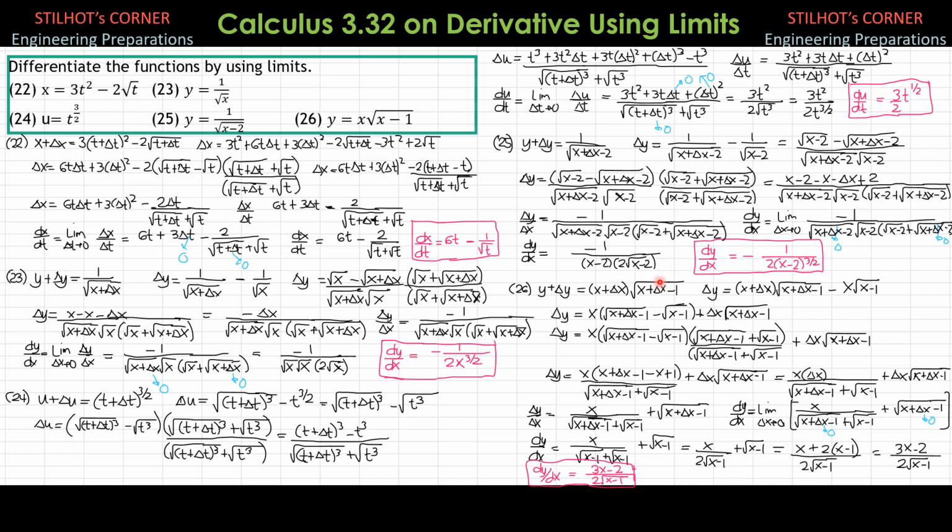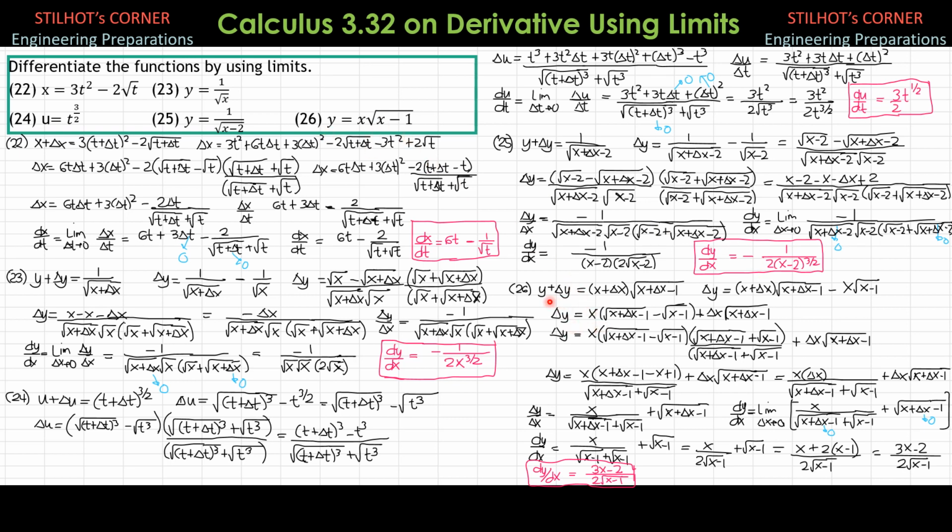Finally, these are like terms. x minus 2 to the 1 and square root of x minus 2, which is x minus 2 to the 1 half. 1 plus 1 half is 3 halves. Therefore, dy/dx is negative 1 over 2 times x minus 2 to the 3 halves. So that's the answer.